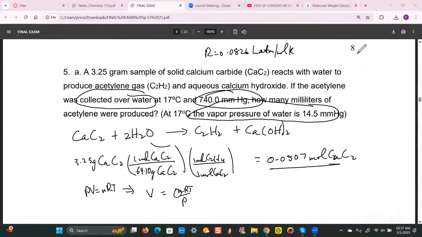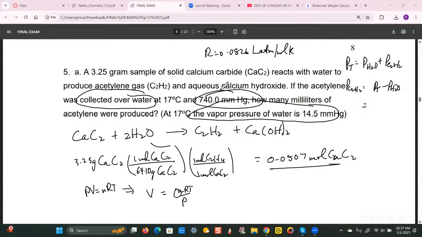So I'm just going to squeeze it right here, that the pressure of the acetylene, C2H2, will be equal to the total vapor pressure of the mixture of... okay, let me rewrite this here. The total pressure of the mixture is equal to the vapor pressure plus the pressure of the acetylene, right? So the pressure of the acetylene will be equal to the total pressure minus the vapor pressure of water.